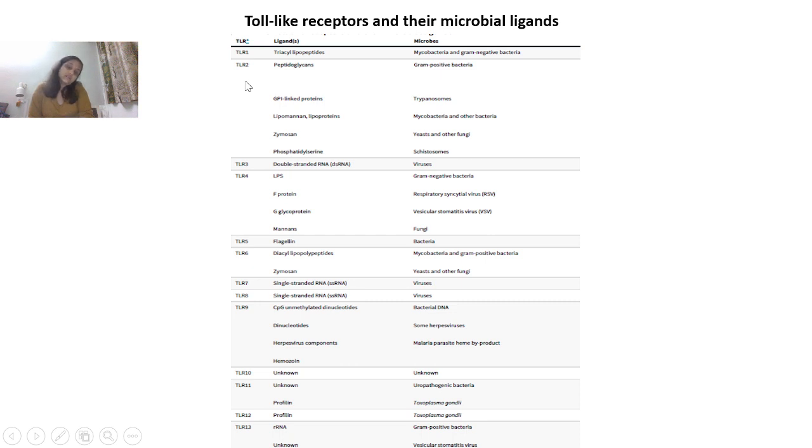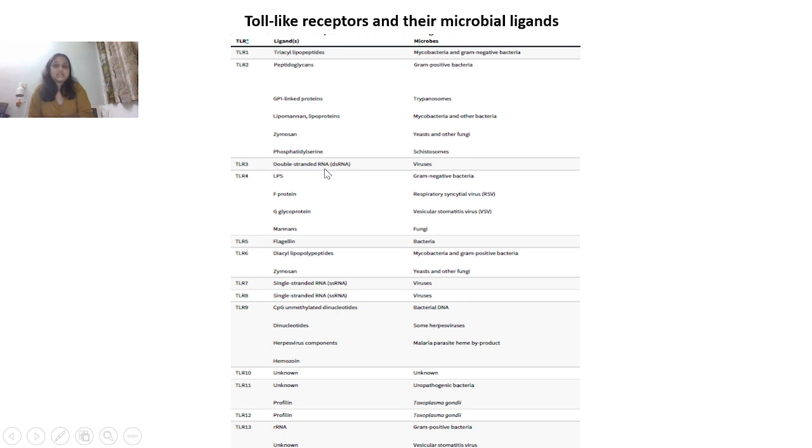TLR2 can recognize peptidoglycan, lipomannan, lipoprotein, GPI-linked protein, zymosan, phosphatidylserine. Peptidoglycan is present in gram-positive bacteria. GPI-linked proteins are present in trypanosomes. Lipomannan and lipoproteins are present in mycobacteria and other bacteria. Zymosan is present in yeast and other fungi. Phosphatidylserine is present in schistosomes.